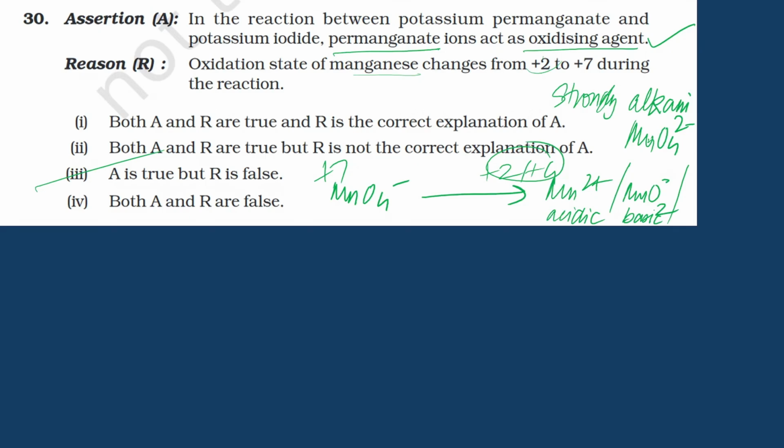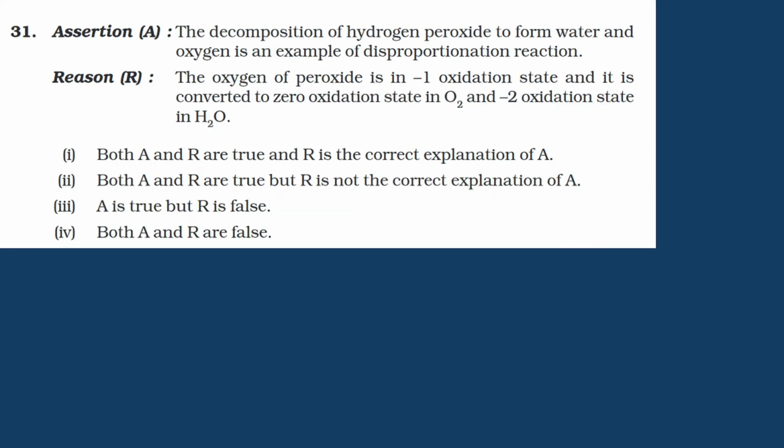All right? Is that it? One more question. Two more questions. Question 31. Decomposition of hydrogen peroxide to form water and oxygen is an example of disproportionation reaction. Let's see, we'll see. पहले इसको देख लेते हैं ना, this is bugging me.